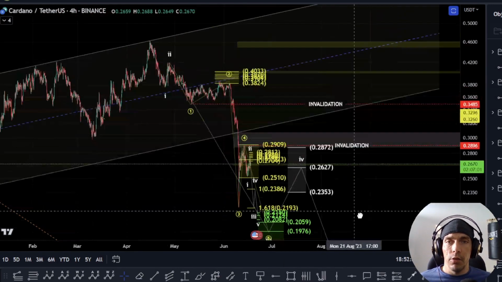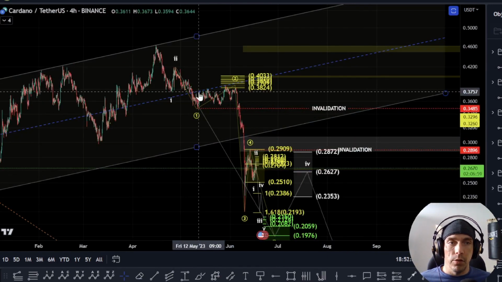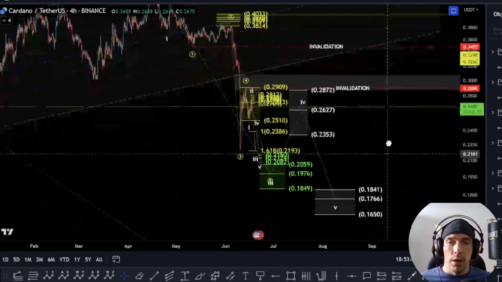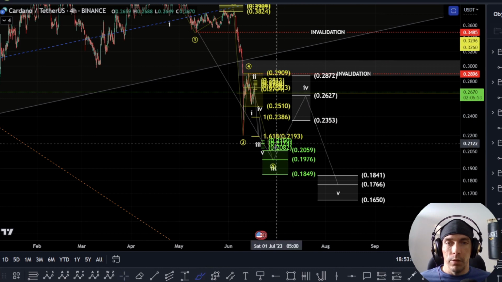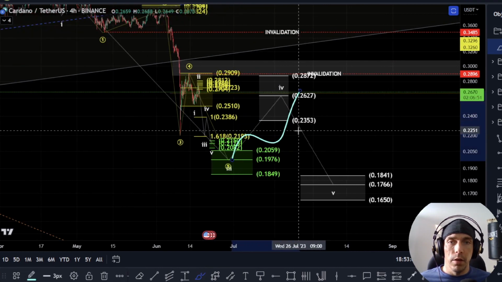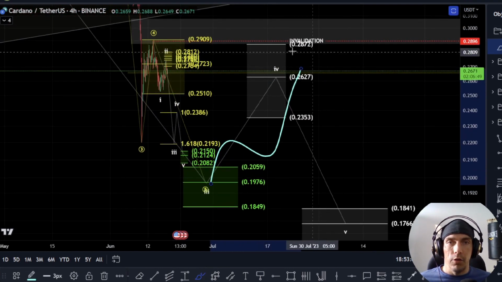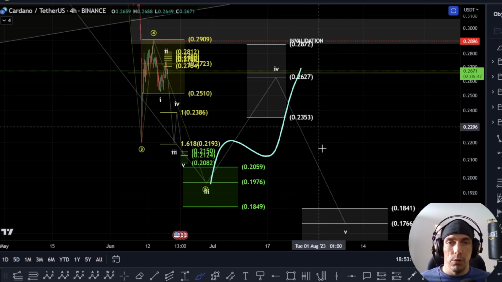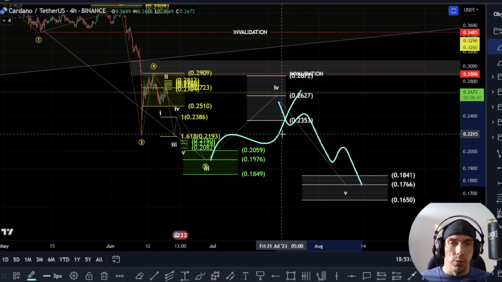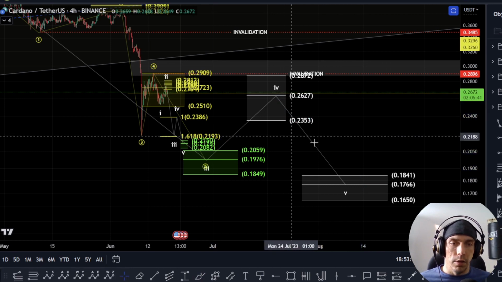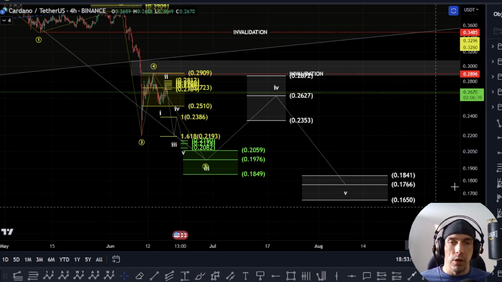Now, invalidation of this would only be much higher up here by crossing this 3757. Now, if we are looking at this in this way, what we'd be looking for effectively is this secondary fourth over here, looking to actually come back up here and challenge this 2872 to this 2353 area, and then getting an additional five wave move to the downside, looking to target out that 1841 to this 1650 level.